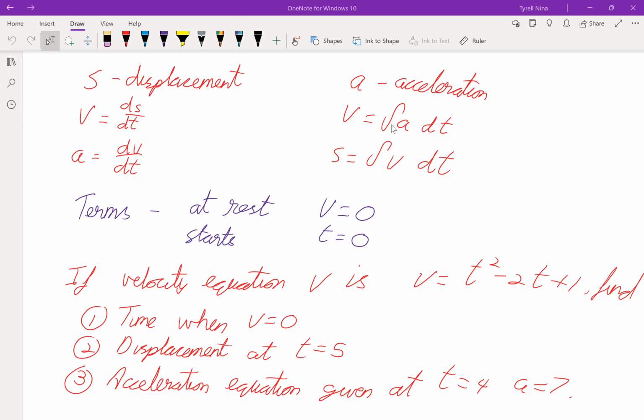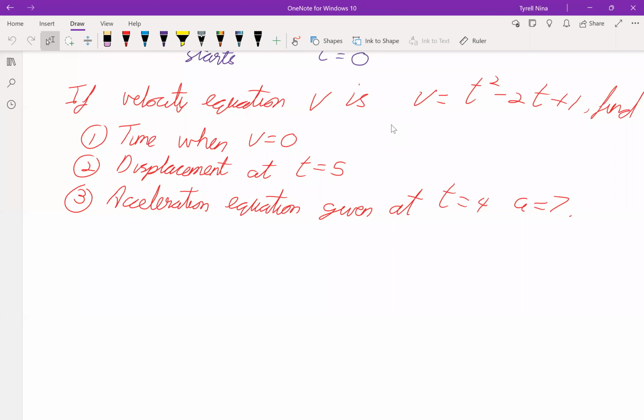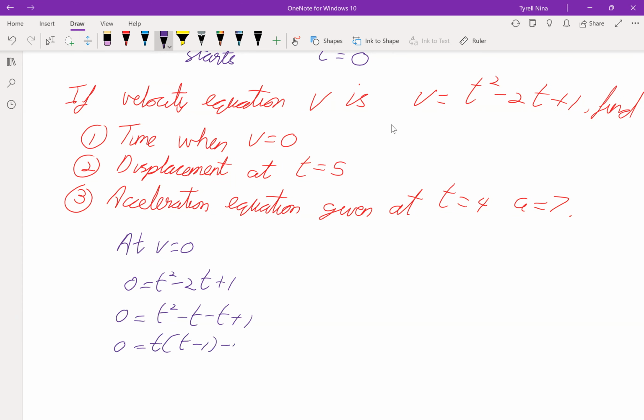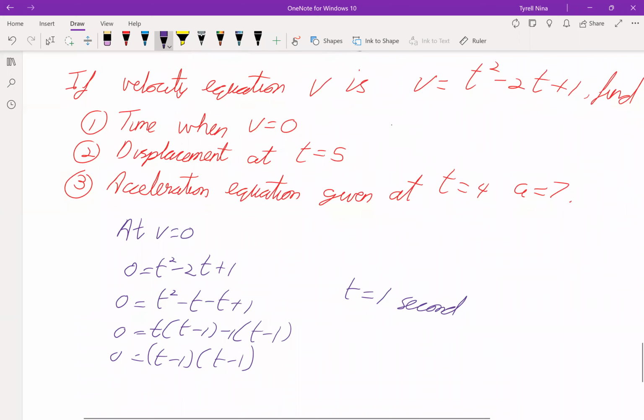Right. So time when v equals 0. So at v equals 0, 0 is t squared minus 2t plus 1. So 0 is t squared minus 2t plus 1. 0 is (t minus 1)(t minus 1). So t is 1. Right, you can put 1 second. Now I just write out the word second because, as my students know, my S looks like a 5. So just to be safe, right?